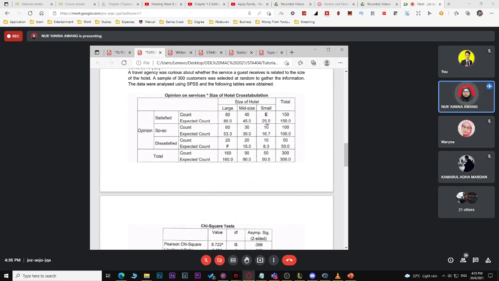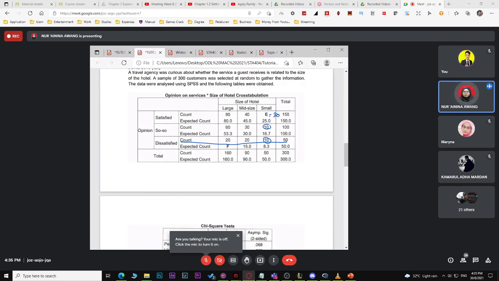So make sure you take the value from the upper row. Okay, the one in line with it. If you take the value from below, it is wrong. That is your expected count, not your count. Okay, so make sure you take the row above. Okay, so that is for E. So you will get the value for your E is 30.